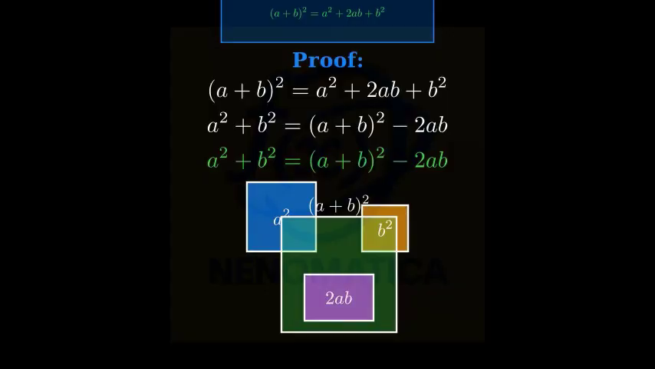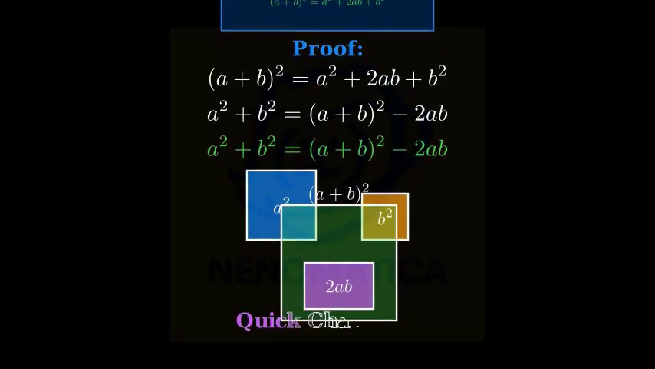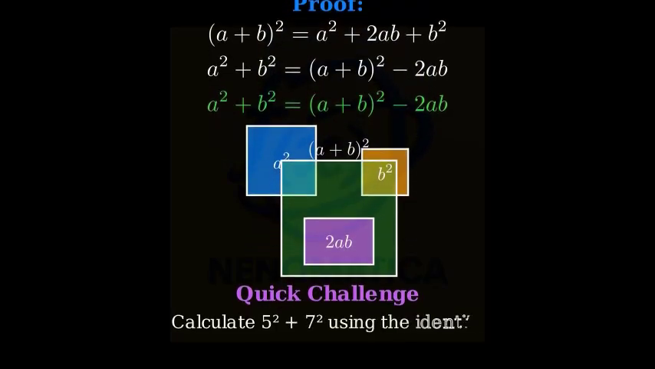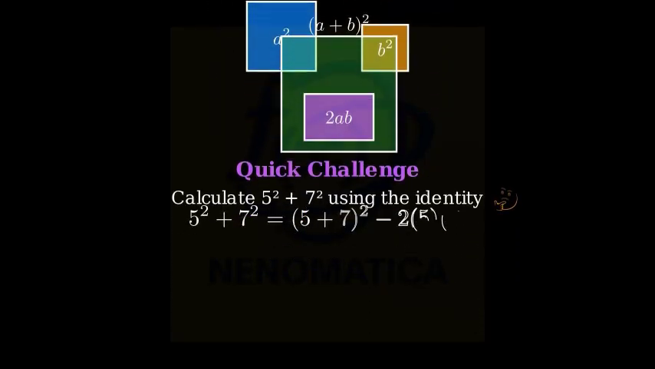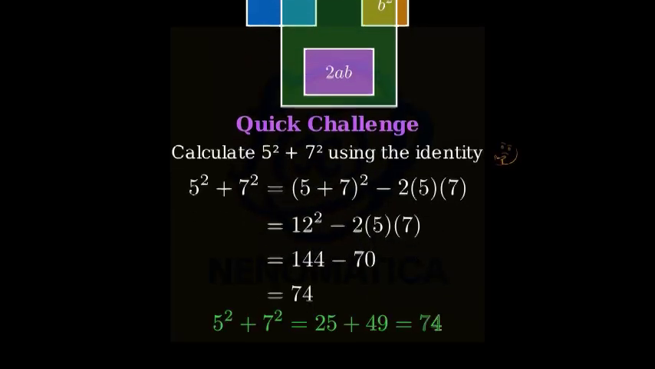Now, let's take a moment to apply this identity. Can you use this identity to calculate 5 squared plus 7 squared by viewing it as the square of their sum minus twice their product? Using our identity, we get 5 squared plus 7 squared equals the square of 5 plus 7, which is 12 squared, minus 2 times 5 times 7. That's 144 minus 70, giving us 74. Indeed, 5 squared is 25, 7 squared is 49, and their sum is 74.